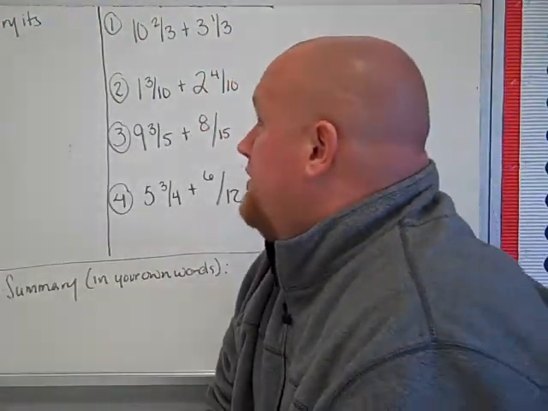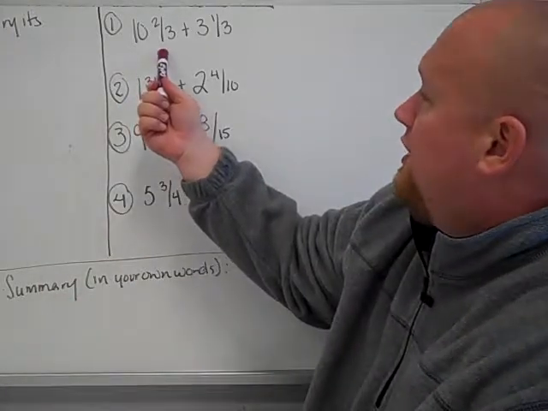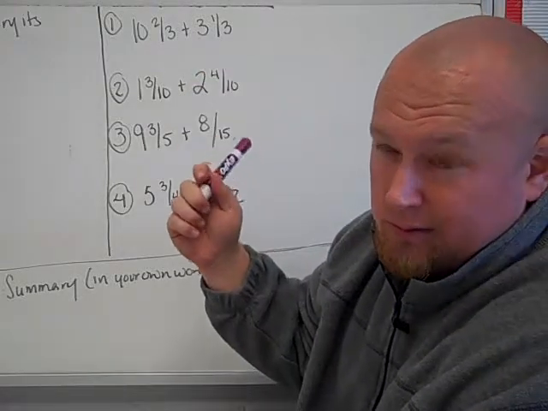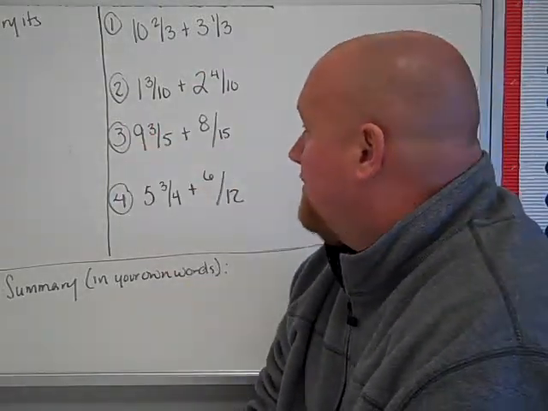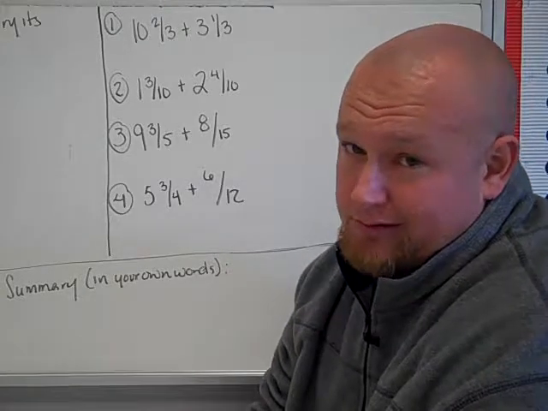Some try-its that I want you to do today. Okay? 10 2/3 plus 3 1/3. I'll give you a hint, you're going to get a whole number. Number 2, 1 3/10 plus 2 4/10. I'm going to give you a hint, you're not going to get a whole number. It's going to be mixed.